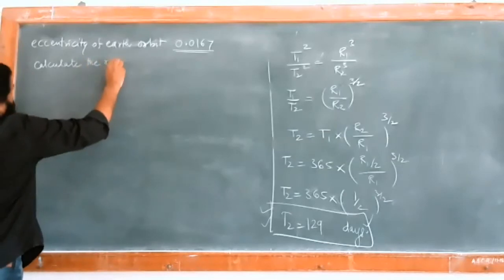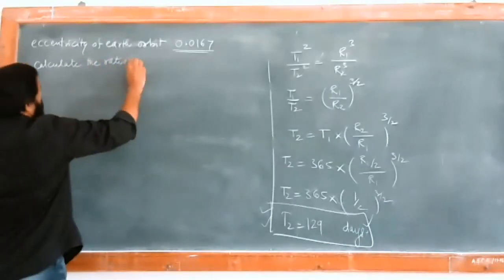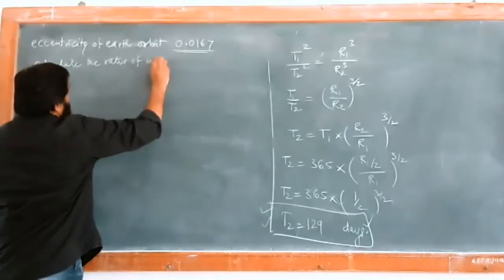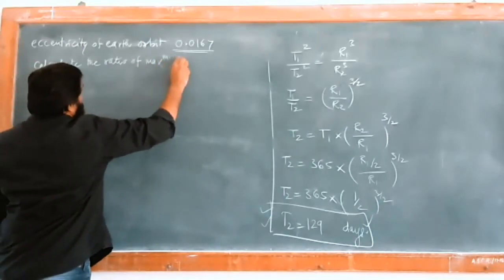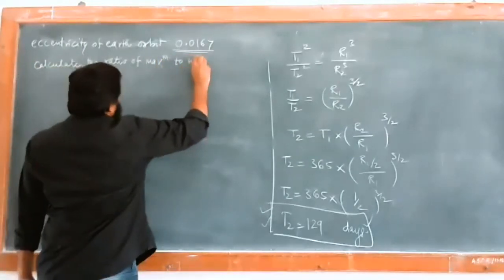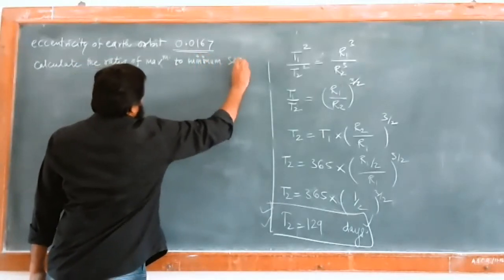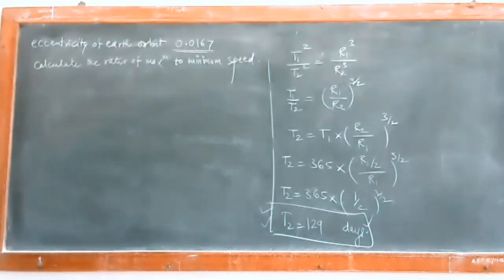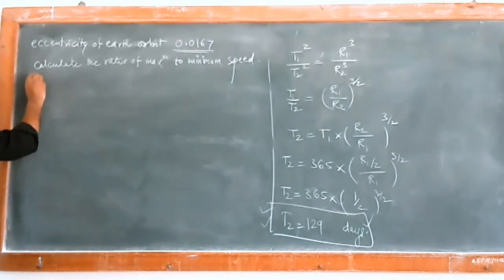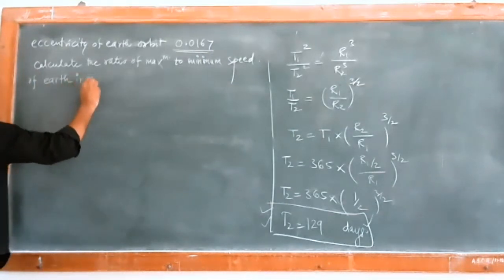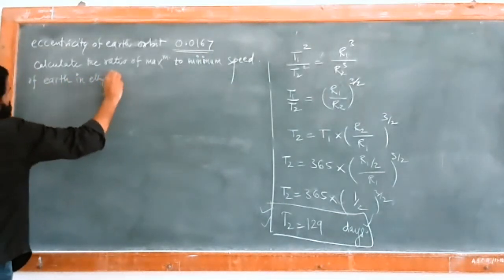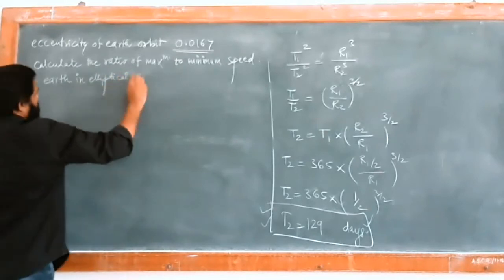Calculate the ratio of maximum to minimum speed of the Earth in elliptical orbit.